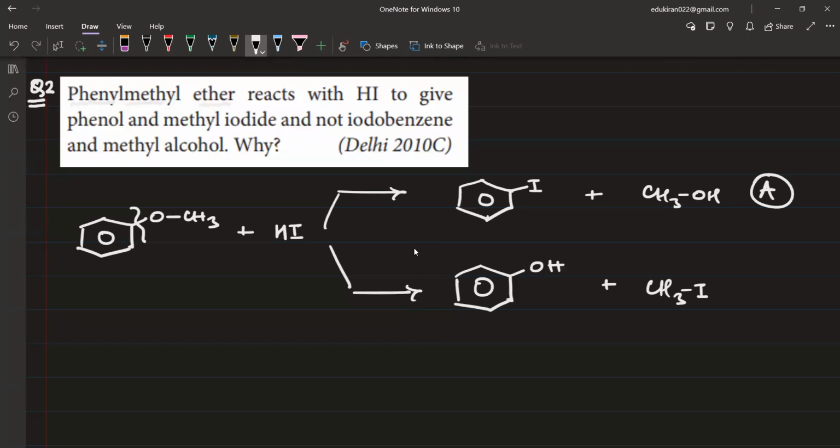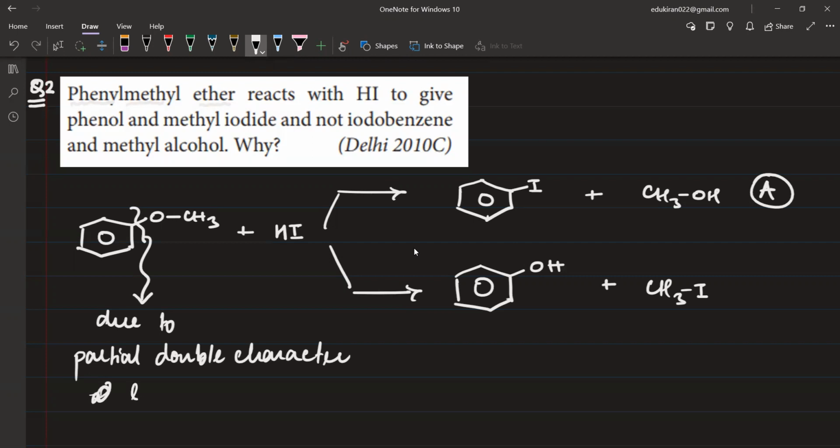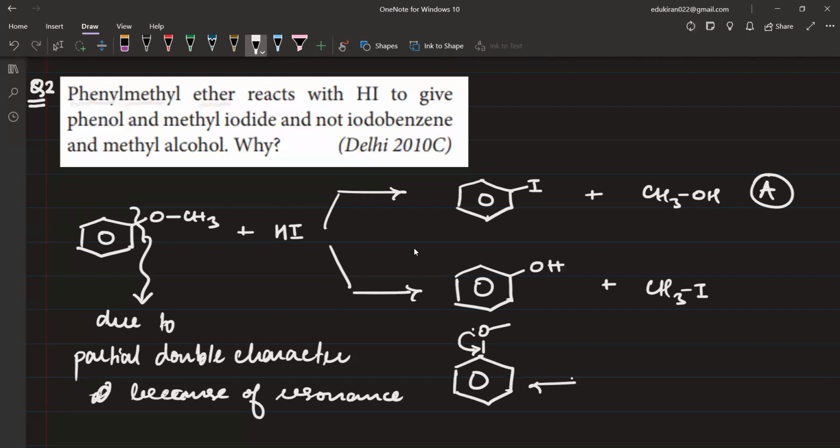Now, if I am going to get this A product, this A part, then I have to break this bond, and this bond cannot be broken due to partial double bond character. Because of resonance. Okay, and you can show that. It can go like this. Okay, so it will have partial double bond character. I mean, just to get the bonds correct. Okay, so you can write some parts here.